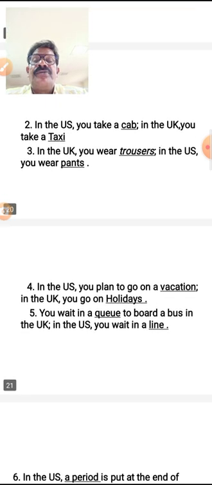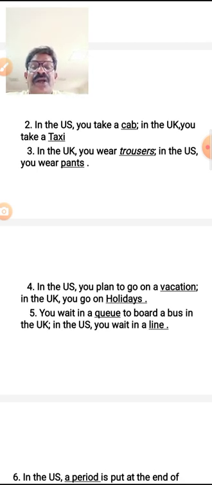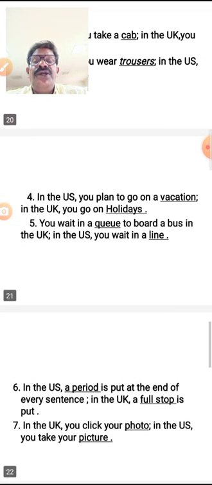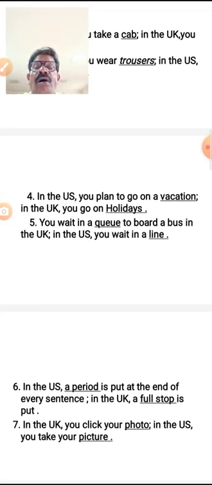Right. And in the UK, that is United Kingdom, you wear trousers. In the US, you wear pants. Trousers and pants are the same, but the words are different. Number 4, in the US, you plan to go on a vacation. In the UK, you go on holidays. In America, holidays are known as vacation, but in India as well as the UK, it is known as holidays.